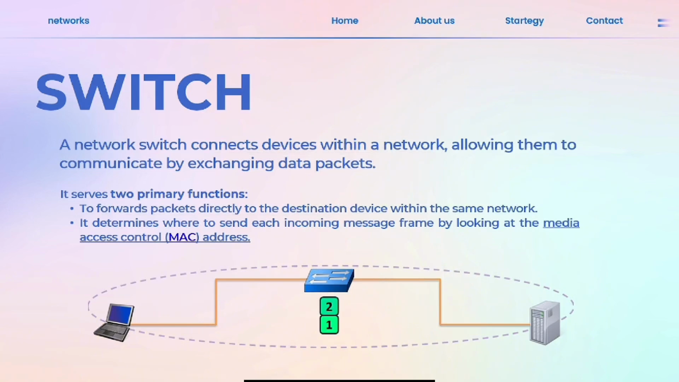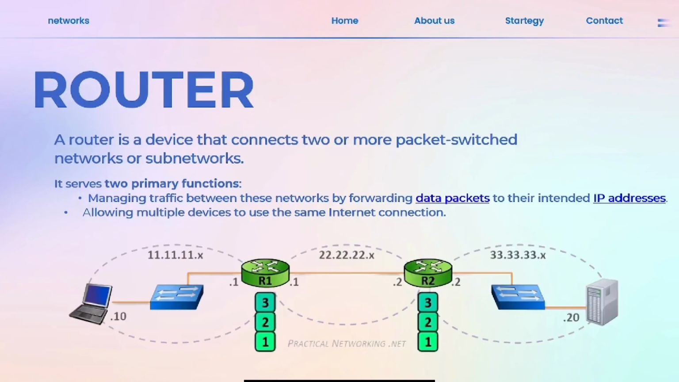Switches operate at layer 2 of the OSI model, using the MAC address table to map the device connected to each port. When a switch receives a frame, it checks the source MAC address and adds it to the table. To forward a frame, the switch looks up the destination MAC address in the table and sends the frame to the correct port. If the destination is unknown, the switch floods the frame to all ports except the one from which it was received. Last is the router.